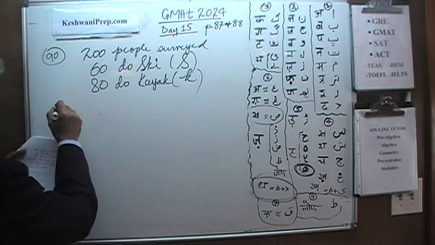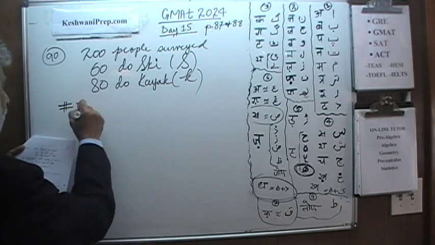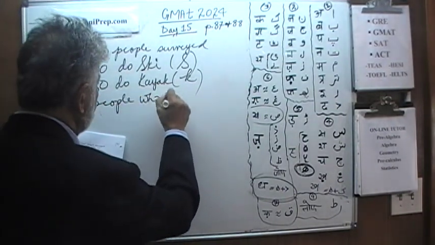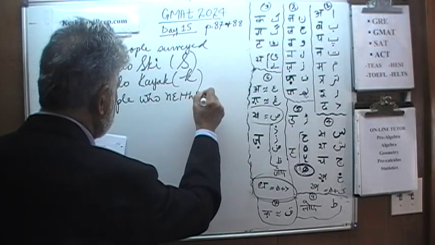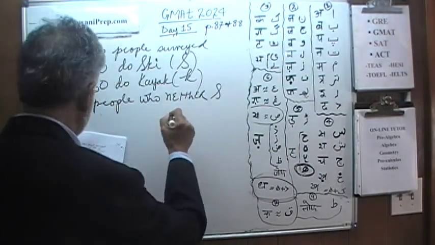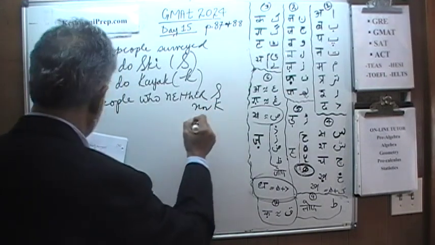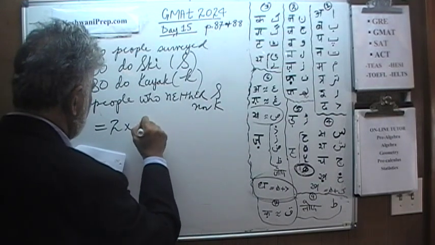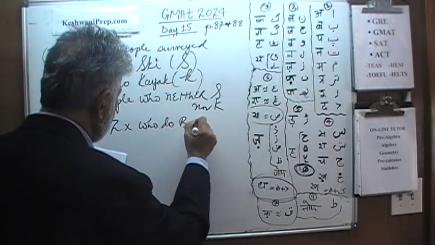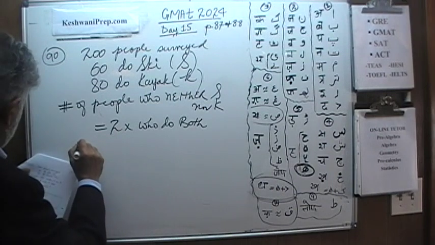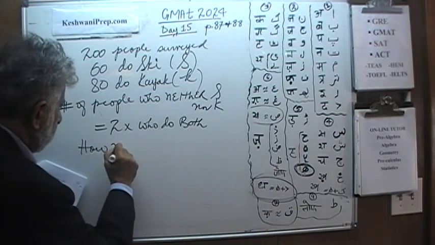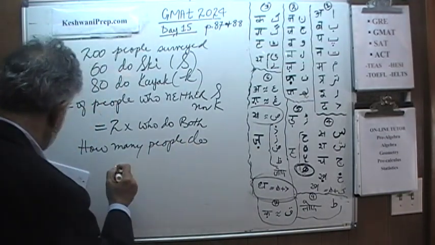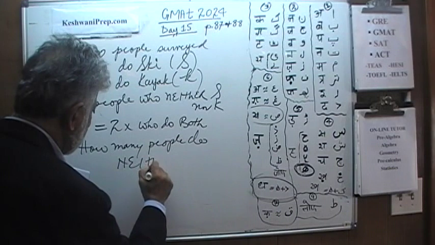We are further told the number of people who neither ski nor kayak is equal to 2 times the people who do both. Here's the question. How many people do neither?